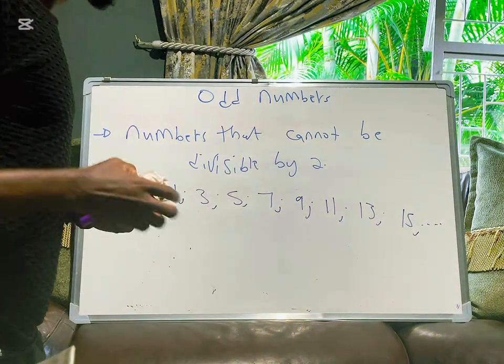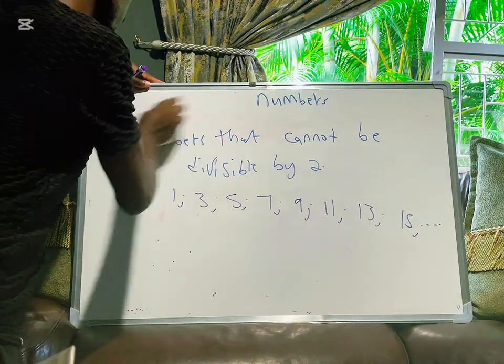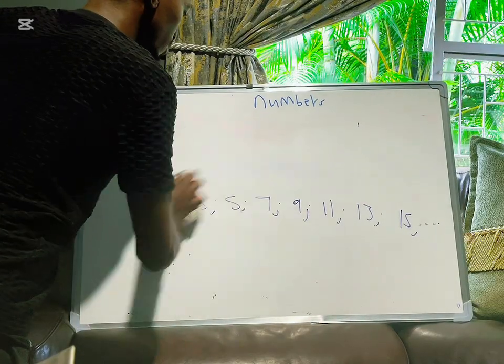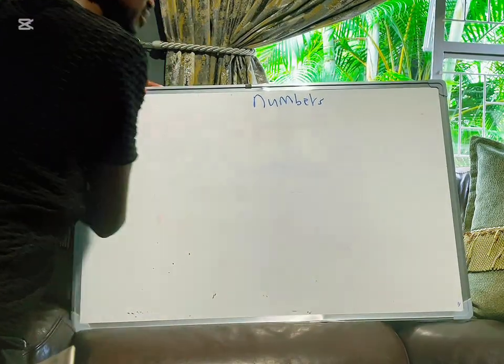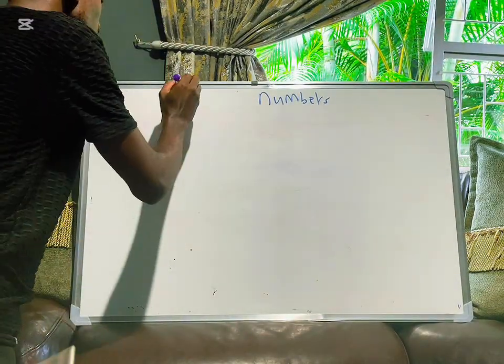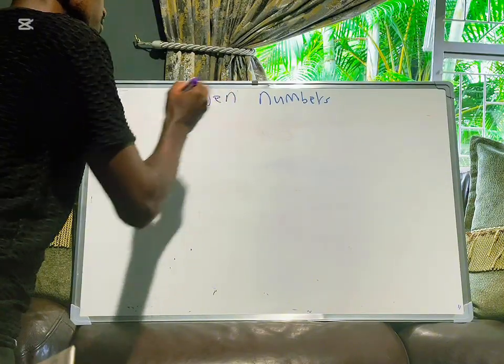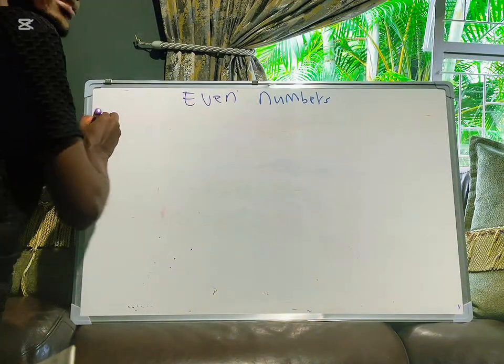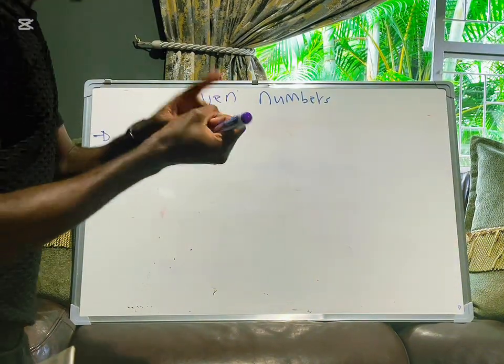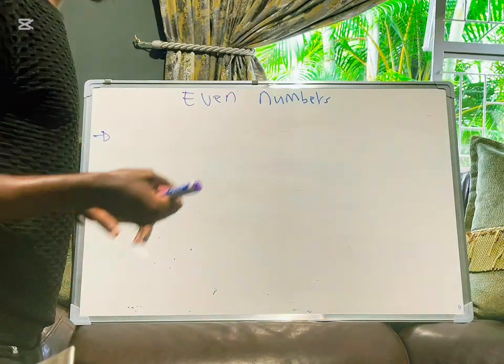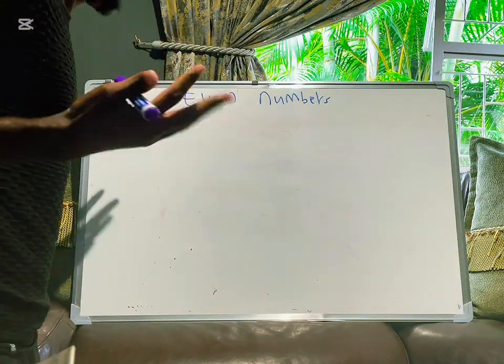All right, so let's think of another one. These are the examples of odd numbers. Now let's think of something else. There is one, they call it Mr. Even. So we have prime numbers, we have odd numbers, we have even numbers now. Now what are even numbers?